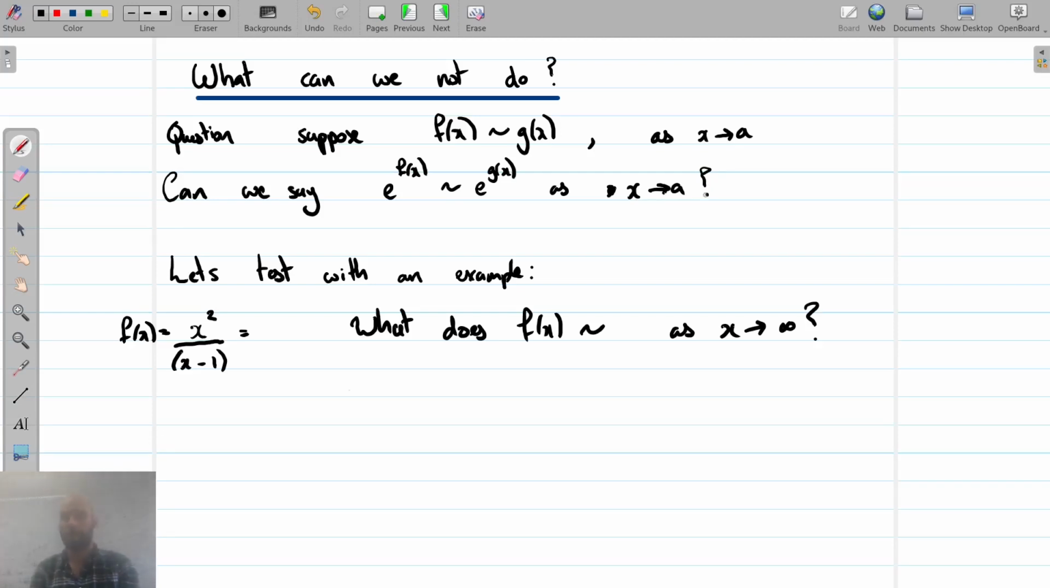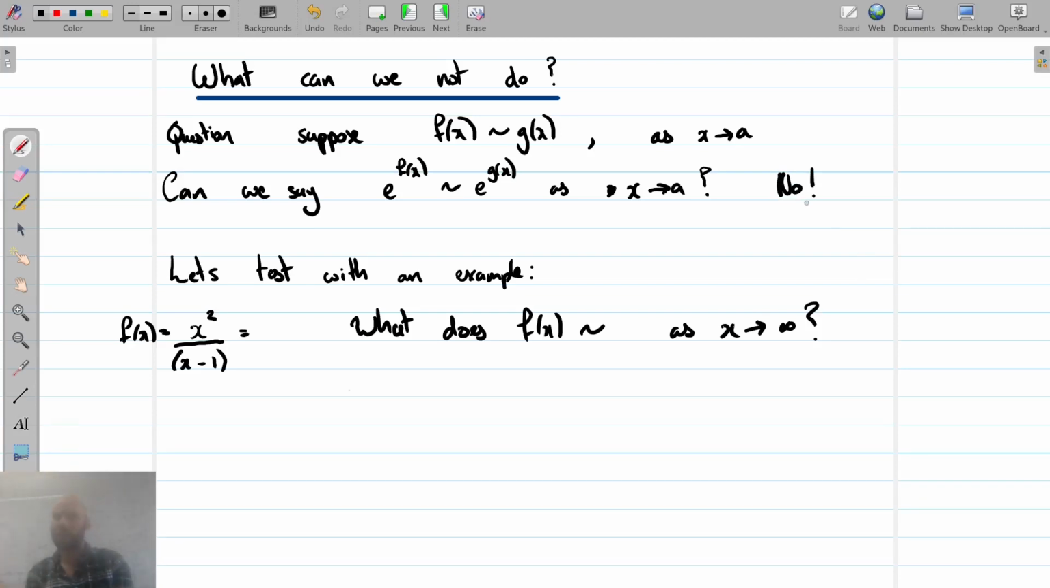So can we say this? So can we treat it like an equal sign? Can we just take an exponential on both sides? And the answer is going to be no, but with a bit of a caveat. Okay, so we cannot do this.